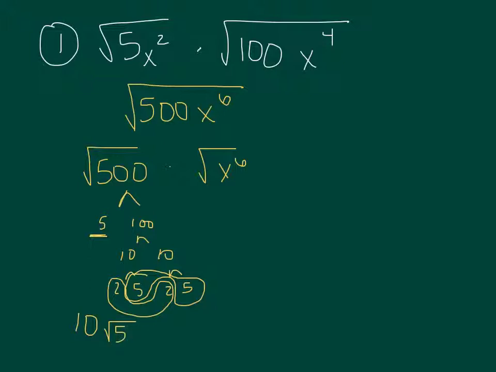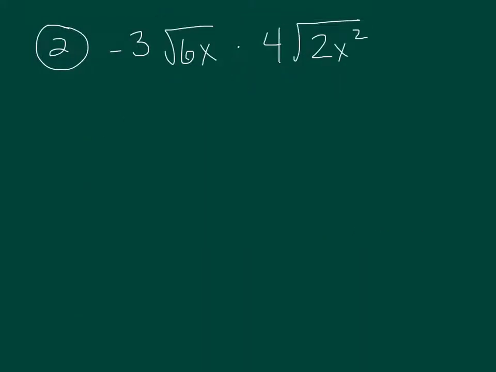Okay, and then with our x to the 6, we ask ourselves how many times can 2 go into 6? 3. It does not have anything left over, so nothing needs to go back inside the radical. And then you put your answers together. So we have 10x to the third square root of 5. Alright, let's try another one.